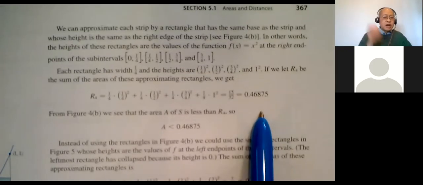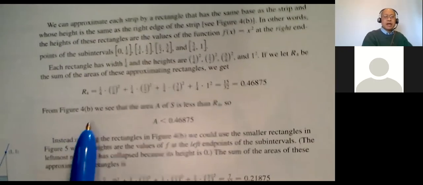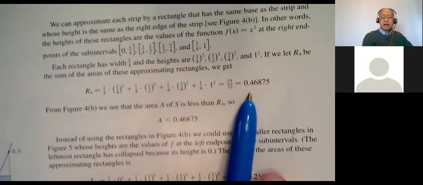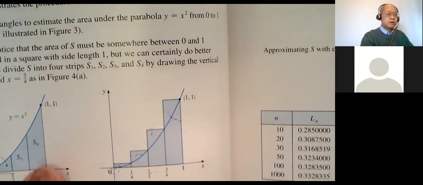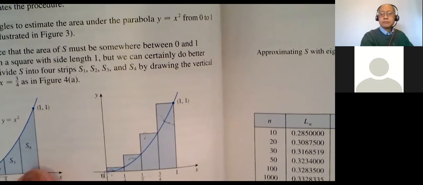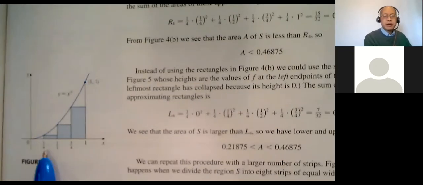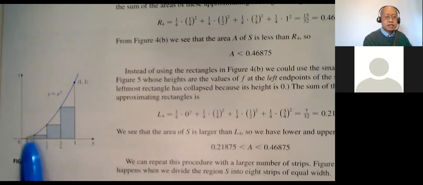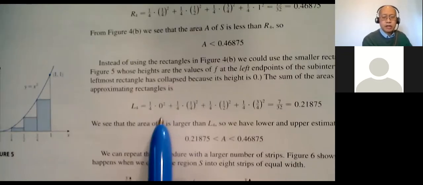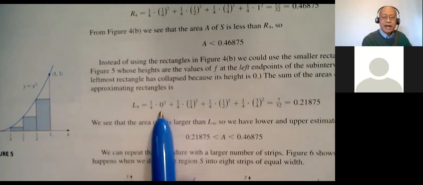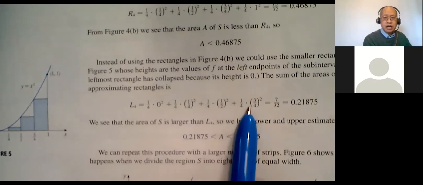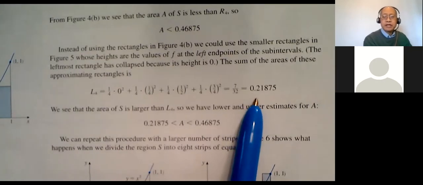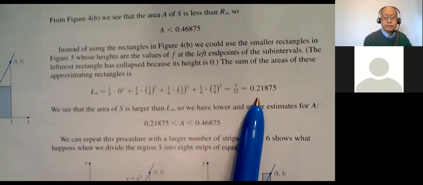0.46875. How to get that? They literally did base times height, base times height, base times height, base times height. Okay. So the true area is less than 0.46875 based on that picture. This picture, base times height, base times height, base times height, base times height. Notice the first base times height is 0. The height is 0. And then they did base times height, base times height, base times height, 0.21875. It's too small.